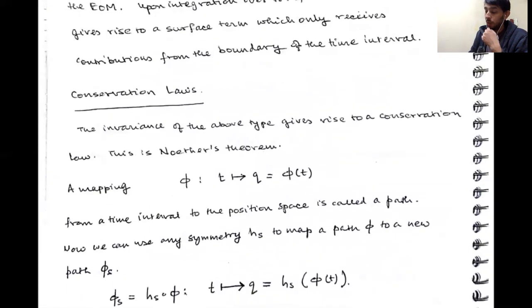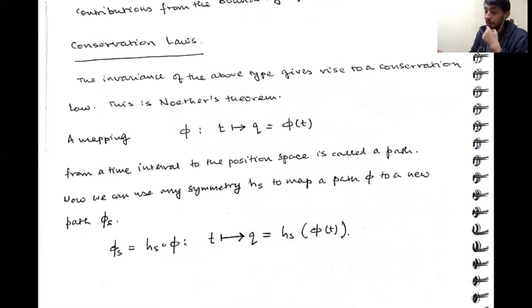Now what are we doing? We want to associate a path. There's a mapping from a time interval to a position space, and this is a path. And now we are looking at symmetries on this. So a path phi is going to be related to another path h_s of phi.